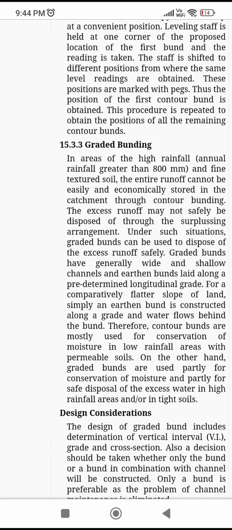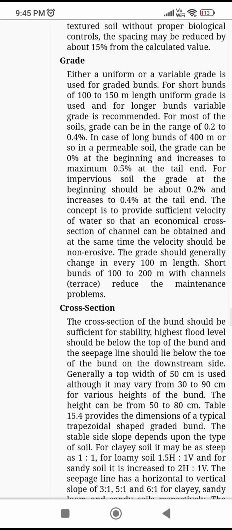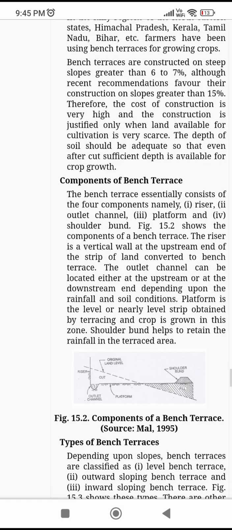After that, graded bunds. In areas of high rainfall, with annual rainfall greater than 800 mm, graded bunds are constructed for controlling soil erosion. These are some of the constructions of graded bunds.